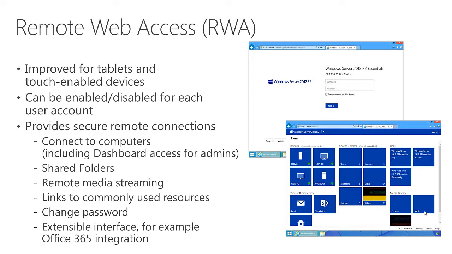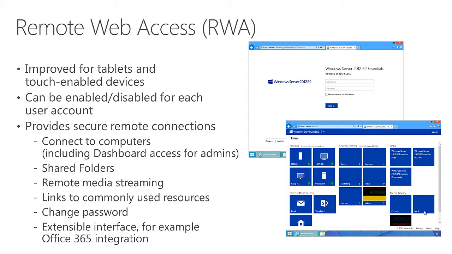You can also define links to commonly used resources. These can be set up by the administrator, and they're just an easy way to connect to resources that are appropriate for folks inside the company. One of the very nice features of remote web access is the ability to change your password from a remote location. So if you're not connected to the computer and you don't have a VPN connection, maybe you don't have permissions for that or whatever the case may be, you can use remote web access to log in and change your password.